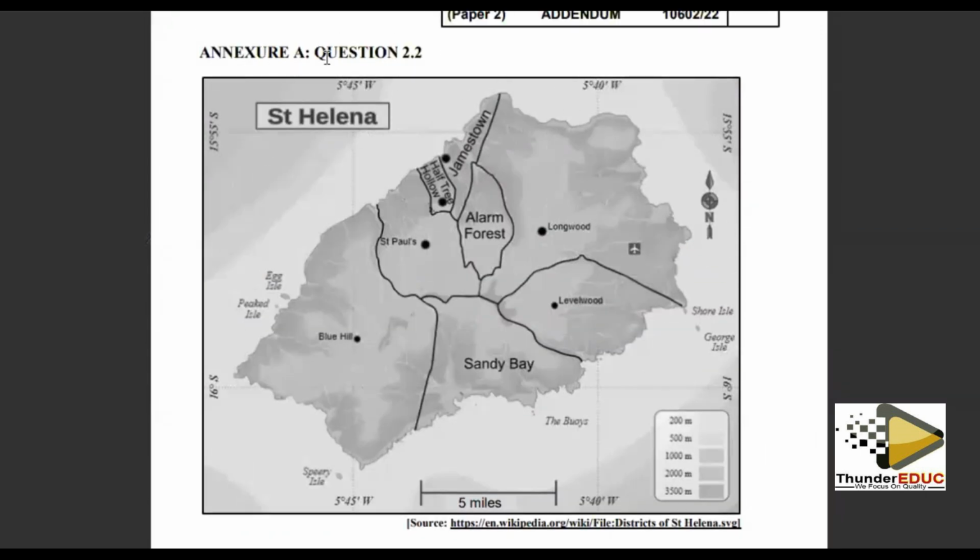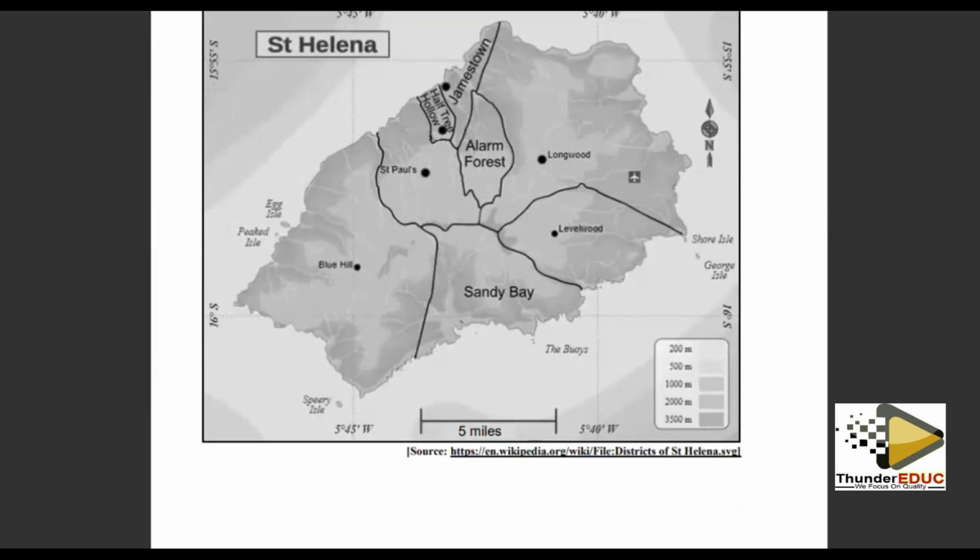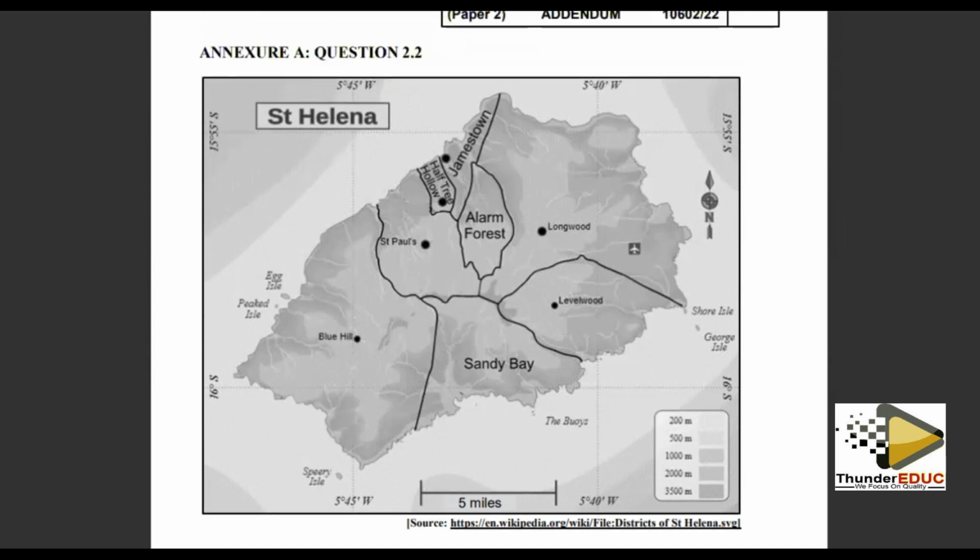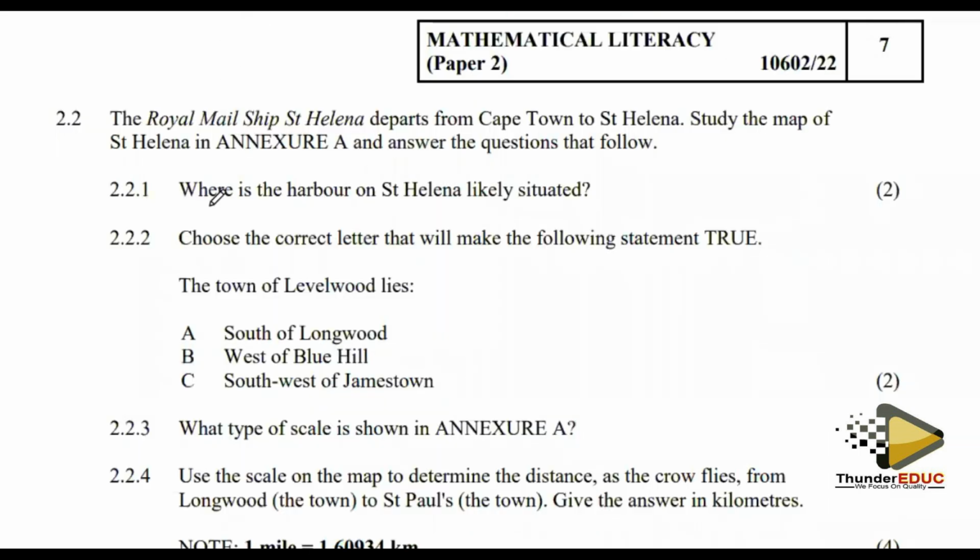All right, annexure A, question 2.2. We are looking into the addendum. This is the map. You look at it, you see it's called St. Helena. These dots are towns. Some towns are inland, others are coastal, the opposite of inland. They are found on the coast. Anyway, let's go there and we see.